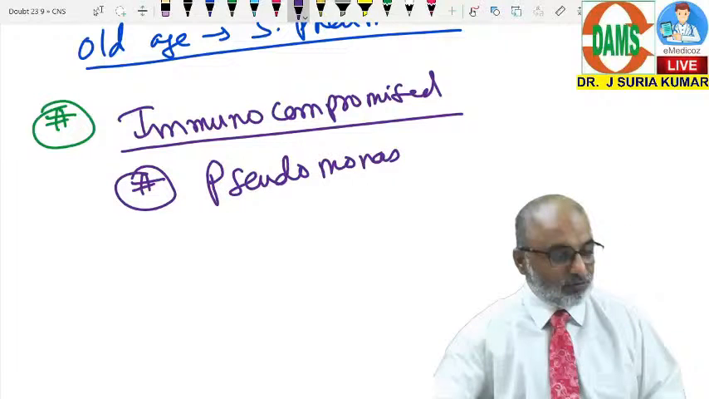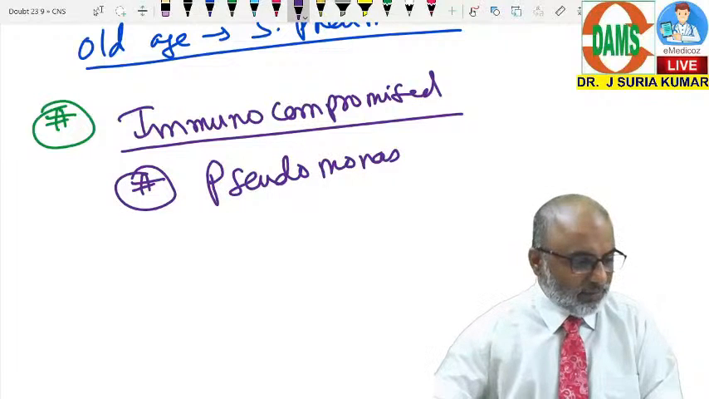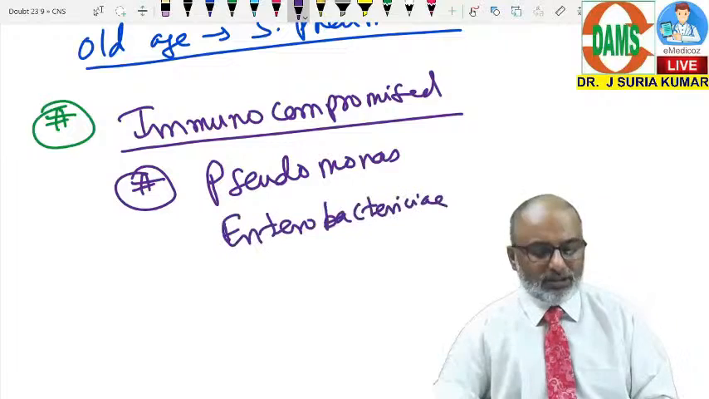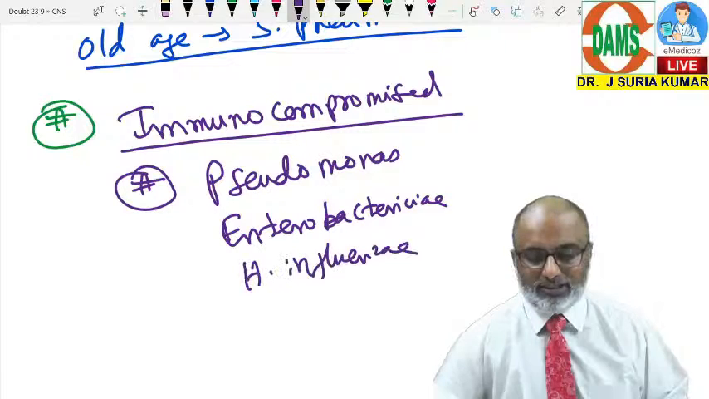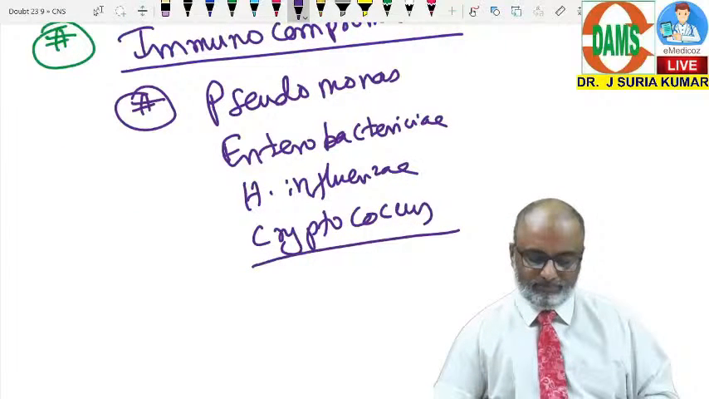Pseudomonas, many Enterobacteriaceae, do not forget Pseudomonas, Enterobacteriaceae, Haemophilus influenzae. Apart from bacteria, notorious agent causing meningitis in HIV positive is Cryptococcus. Cryptococcus, very notorious, causing fungal meningitis in HIV positives.